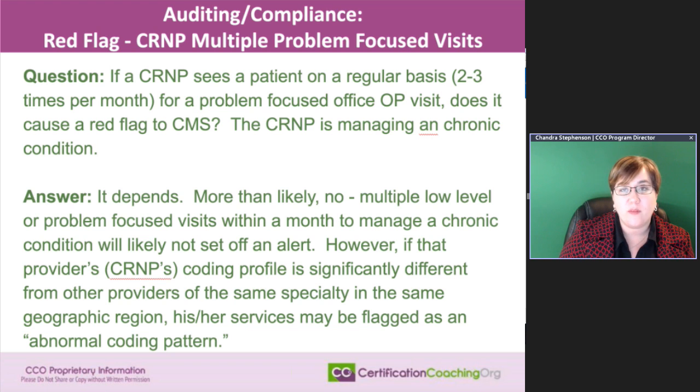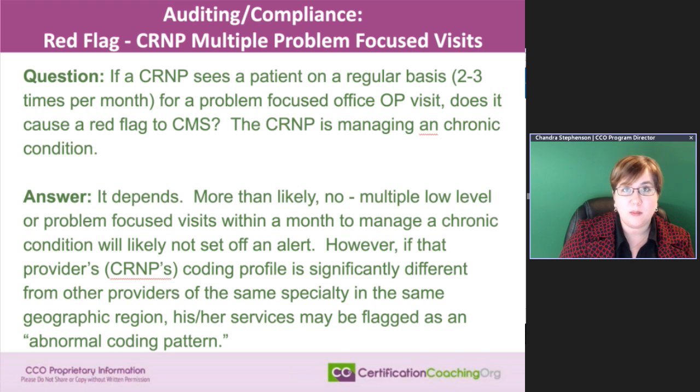If their coding profile is significantly different than that of their peers, for example, this nurse practitioner, her peers may be on a standardized bell curve where the vast majority of their services are in a 99213 to 99214 world, and she's got more 99212s than anything. I shouldn't say she, that's just where my mind goes, he or she. That may flag them, that they're consistently reporting a lower level of service than their peers. Well, it may be justified depending on the types of services and the types of conditions that they are treating.